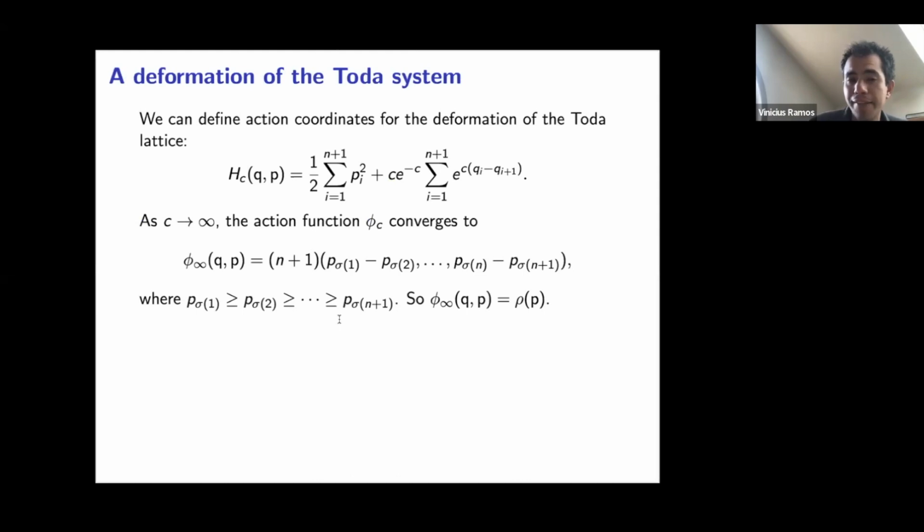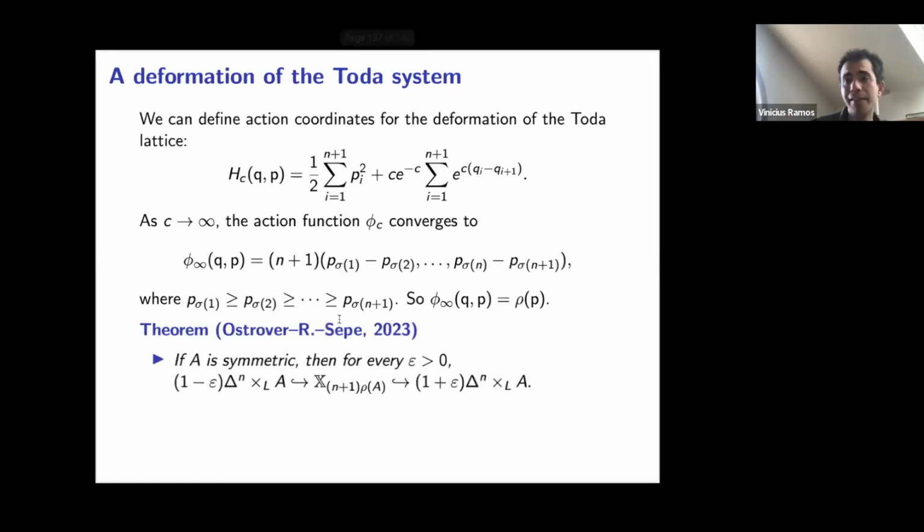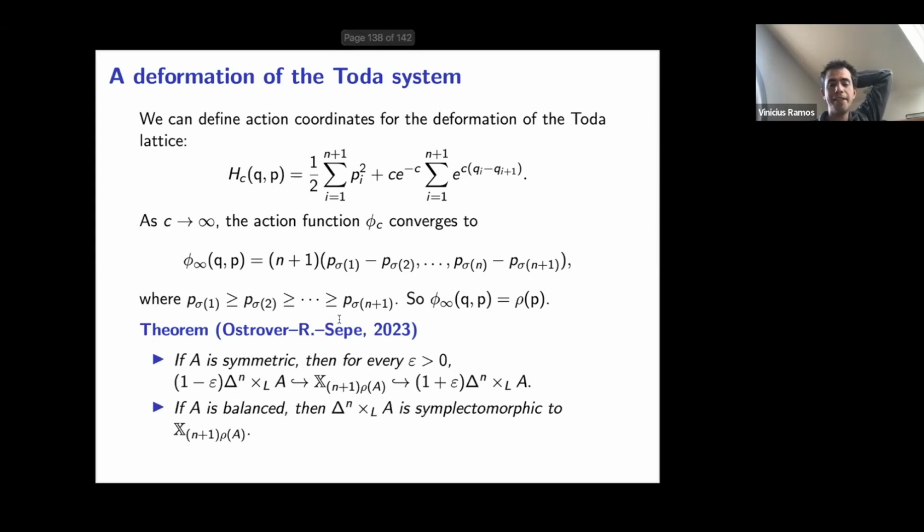So that means that this phi infinity of QP is just that function rho of P that I had defined earlier. And that's basically all we need. There is a technical thing, which is that when A is just symmetric, we can't quite get the whole symplectomorphism, but we get the symplectic equivalence. And when A is balanced, then we can actually find an exhausting family of symplectic embeddings, which will give rise to the symplectomorphism that we want.